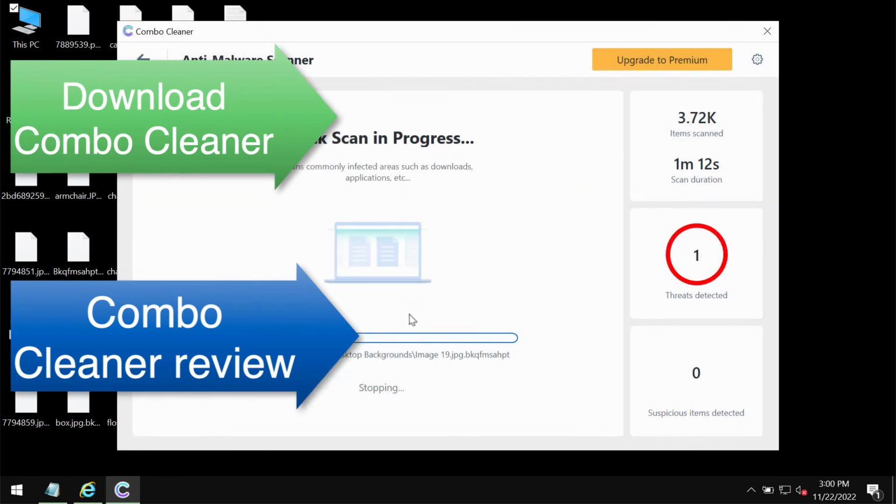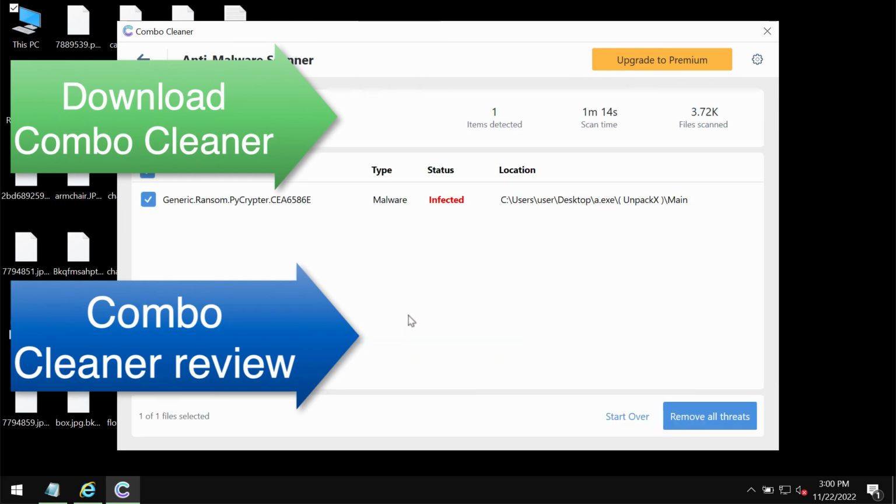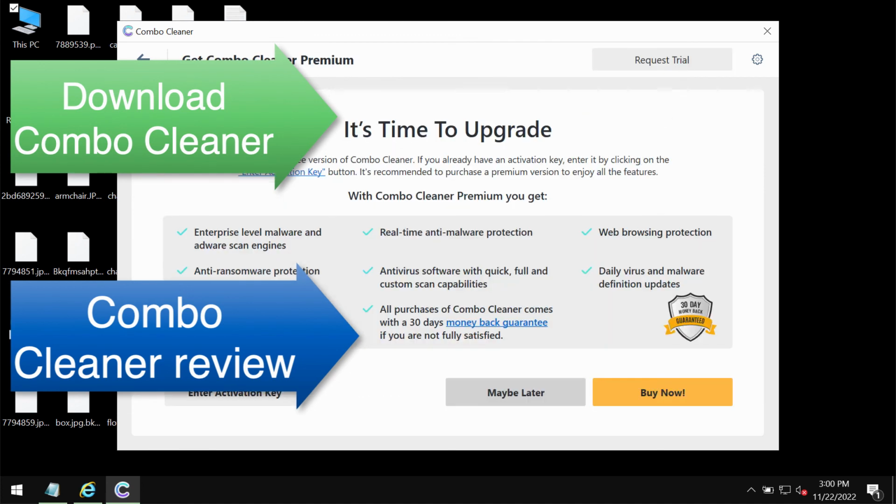As I said, Combo Cleaner will give you the summary of threats. You will be able to know their location on the system. Consider upgrading to premium as the best solution to keep your data always under protection.